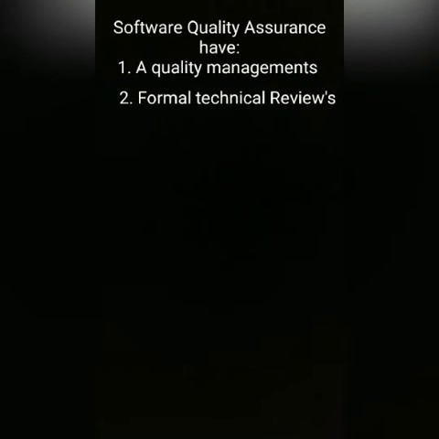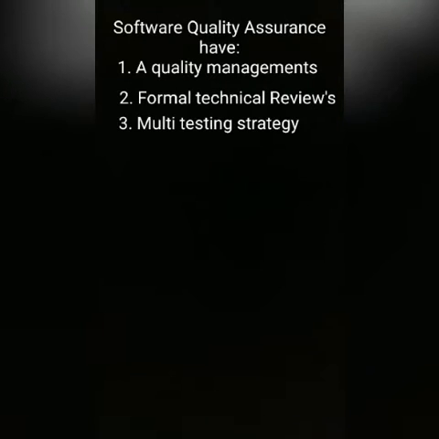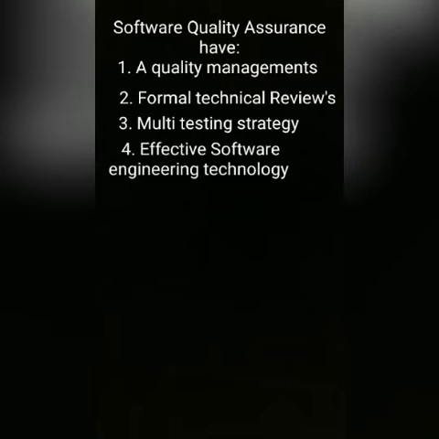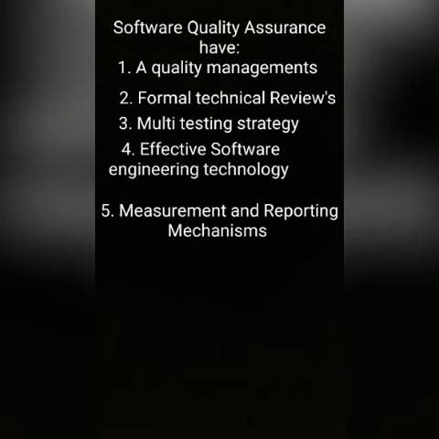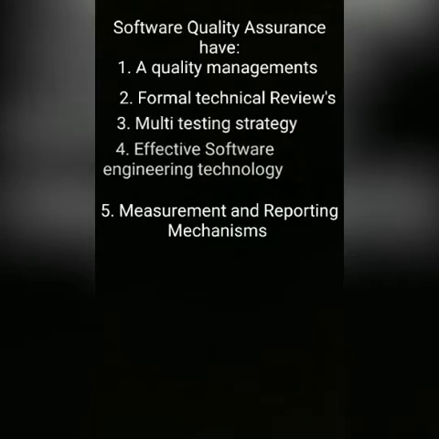For example, software quality assurance has number 1, quality management. 2, formal technical reviews. 3, multi-testing strategies. 4, effective software engineering technologies. And the last one is number 5, measurement and reporting mechanism. This is the more example of major software quality assurance activities.